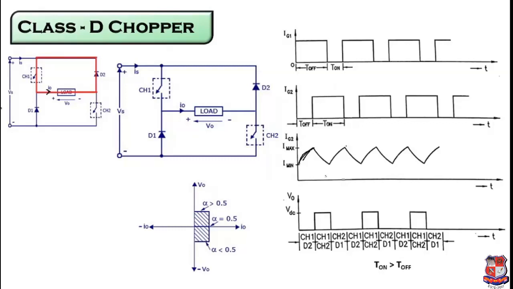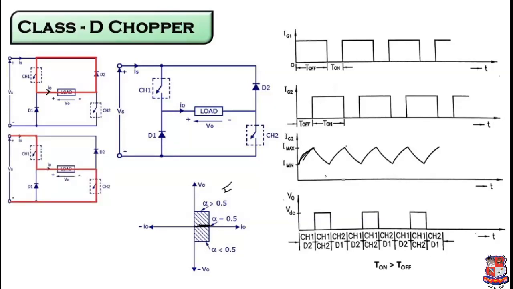Now as soon as this is done, we are operating in the first quadrant, but we are somewhere here. We are getting the value of current, but there is no output voltage. After that, chopper 1 and chopper 2 are made on. So when chopper 1 and chopper 2 are on, the output voltage V0 positive terminal is connected to the positive supply, and the negative is connected to the negative supply.